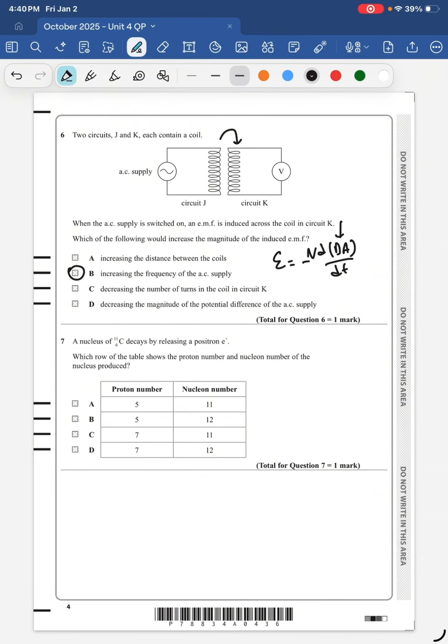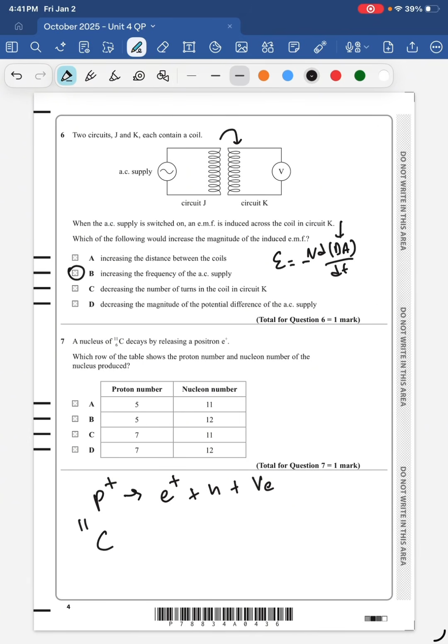The nucleus of carbon-11 decays by releasing a positron, e+. Which of the tables shows the proton number and nucleon number of the nucleus produced? Because it releases a positron, we know that we have a beta plus decay, in which a positively charged proton decays into a neutron plus a positron plus an electron neutrino to preserve the lepton number, okay?